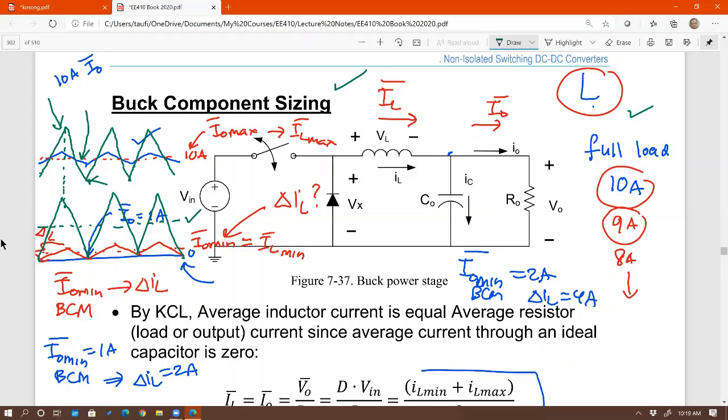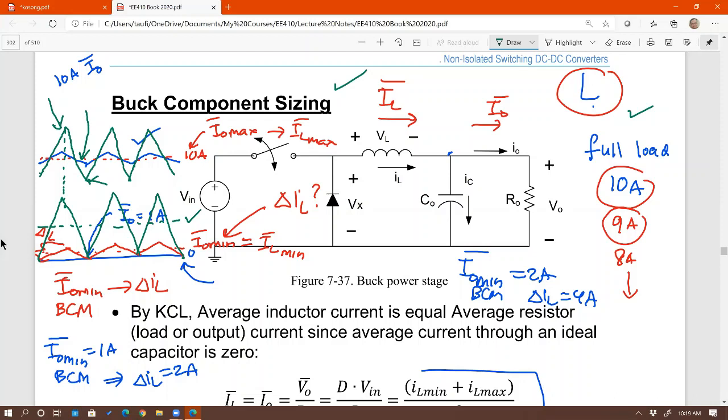Not yet, but yes, but not yet. Okay, I just want to go through this slowly. So that's correct. But do you agree with that statement, that the bigger the peak-to-peak ripple, the smaller the range of output current you can have?